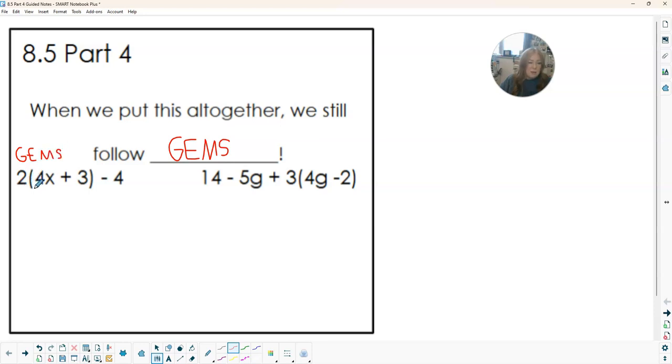So looking at my group here, 4x plus 3, I cannot combine x's and 3's together when I add. I can't add things that are not like each other. So my G is done. Now we don't have any exponents, so E is done.